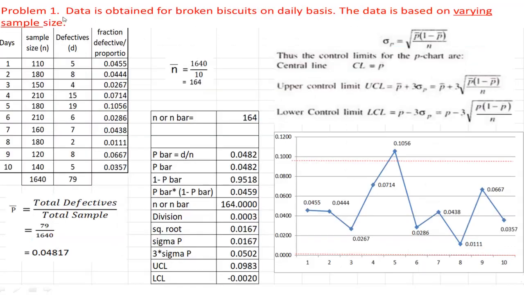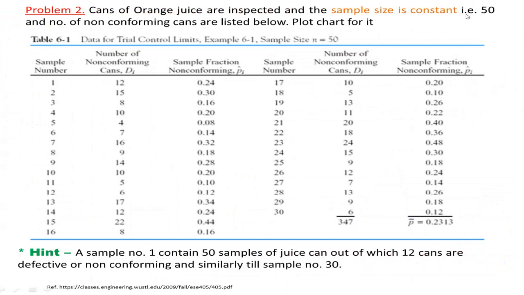As I told you, the first problem is related with varying sample size. Now the second problem is related with a constant sample size. I have taken it from one reference, that is classes engineering wisc.edu. Presently, due to corona, the whole world is suffering and I have limited resources with me in terms of books, so I have referred these problems from Google. In this second problem, the sample size is constant, that is 50. Then the number of defective cans is given, the fraction defectives, and the total samples considered are 30.